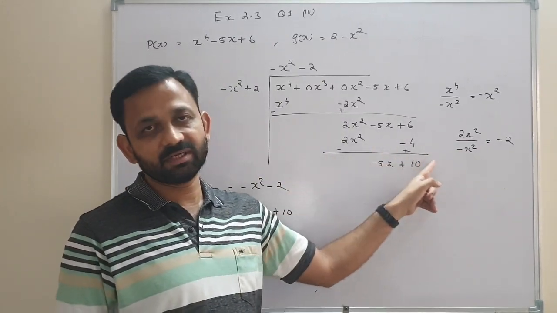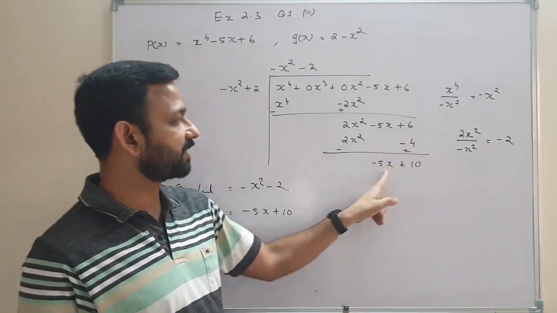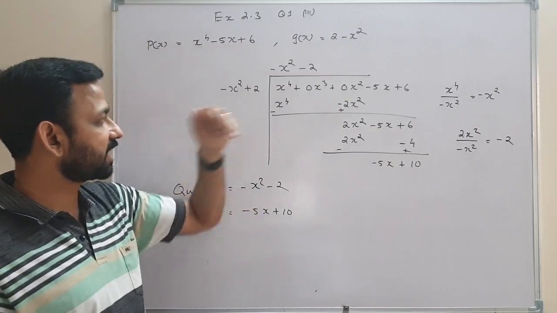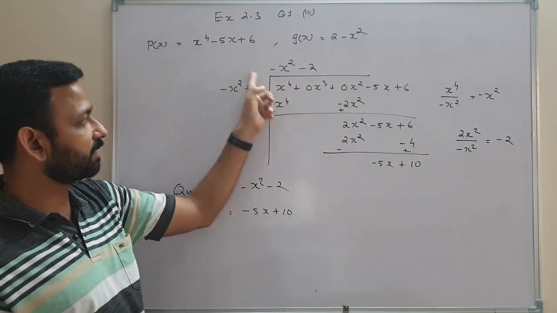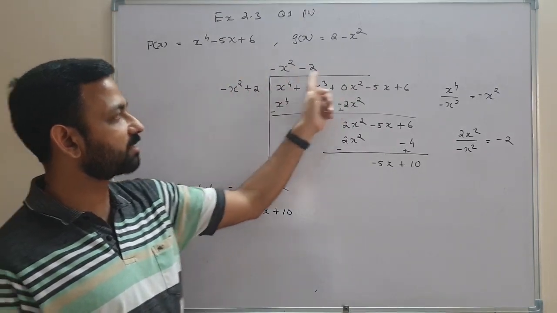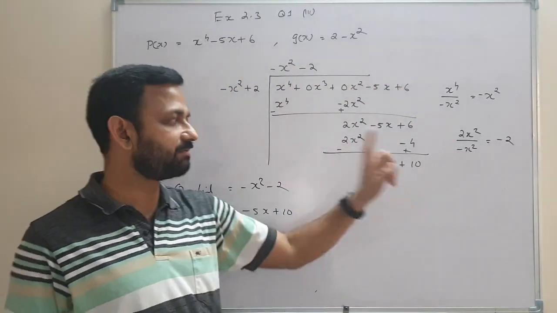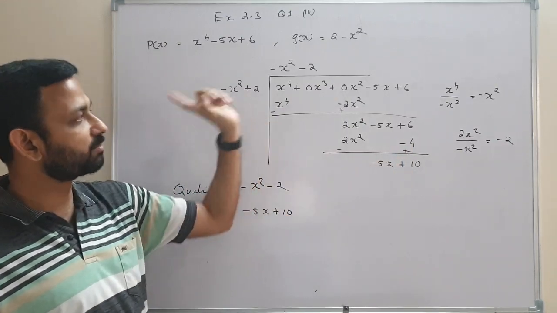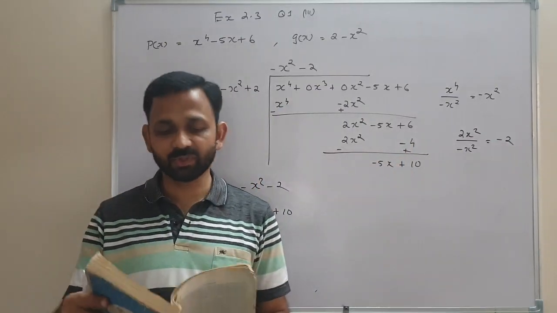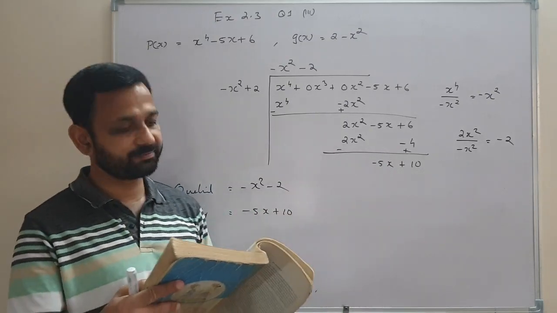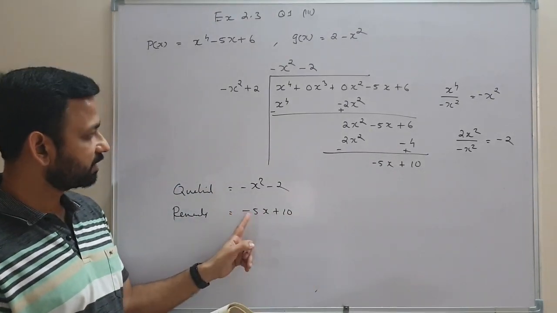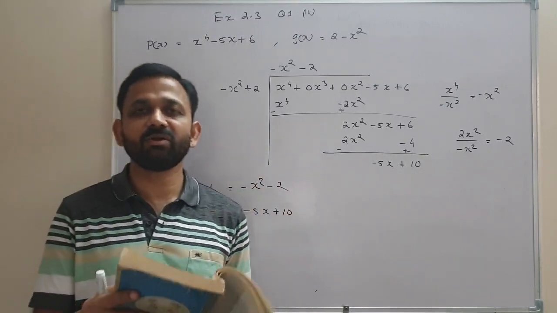if you get a remainder 0 here, if the remainder is 0, we can say that the second polynomial is a factor of the first polynomial. If the remainder is 0, then the second polynomial is a factor of the first polynomial. So the second exercise we can do in the same way. If the remainder is 0, then it is a factor, otherwise it's not a factor.